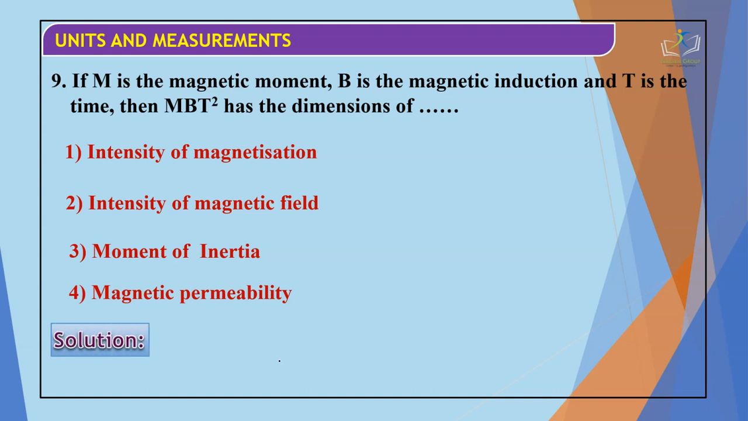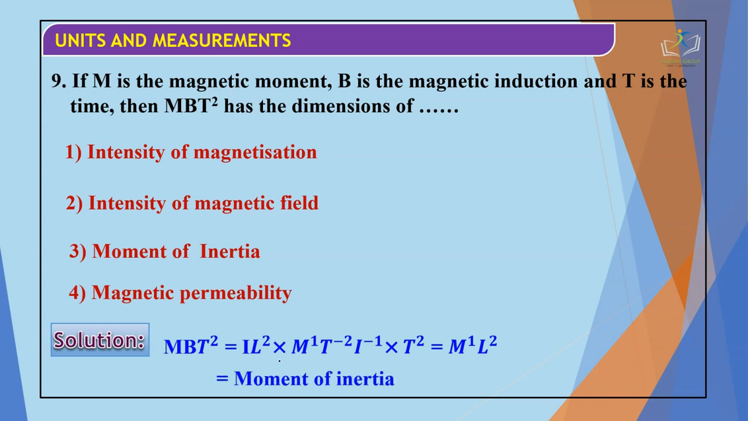Now let us see the solution part. So MBT2, I'll just put all these values here. M is the magnetic moment, that means mu r square, I, L square. So here M1 T minus 2 I minus 1. This is B and T2, we simply put T2. So at last we get ML2, which is actually the moment of inertia. So the third option will be the correct answer.